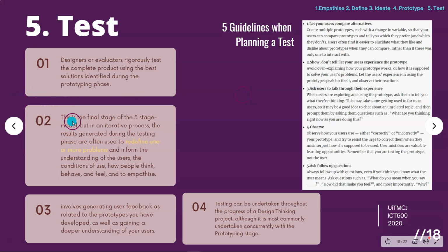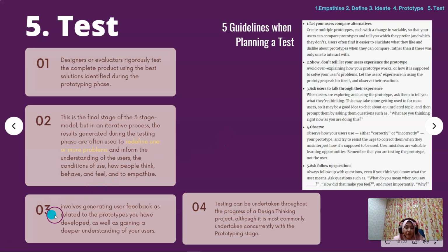So this is the final stage, but testing is actually an iterative process. You can have it in different stages, in empathise, define, ideate, and also the prototype, and it involves generating user feedback related to the prototype. You need to have involvement from the end user, because you want the user to test the application or the product. So testing can be undertaken throughout the process of design thinking. I will show you at the end how the 5 stages are related to each other.